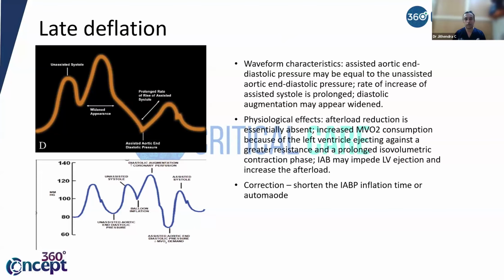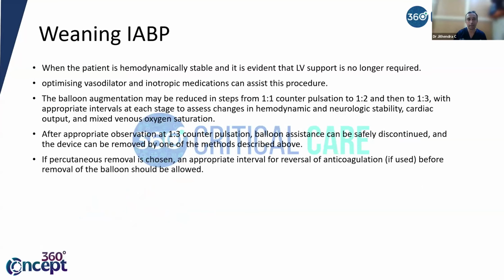So this is how the waveform looks. Prolonged rate of rise of assisted systole. So slowly it will rise. And you see that the assisted end diastolic pressure is almost the same. It is not reduced. Correct? I told you it should get reduced because the heart should get support. Because of that, what is happening? The heart is doing more work. So how do you adjust it? You will adjust the timing. So this is how it is done. We finished the timing errors.